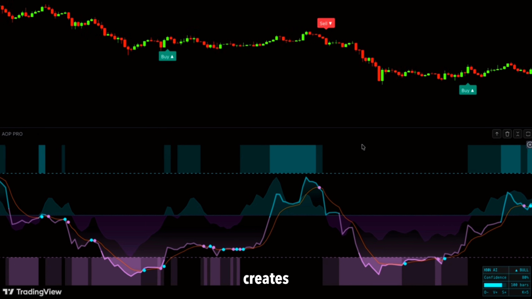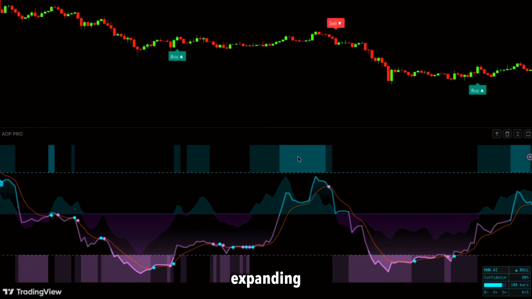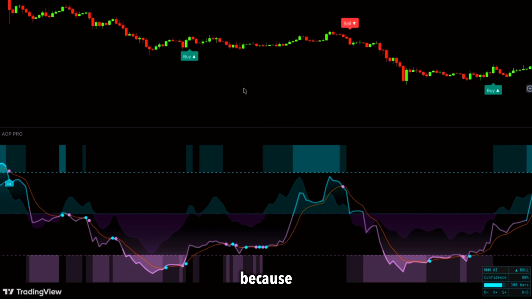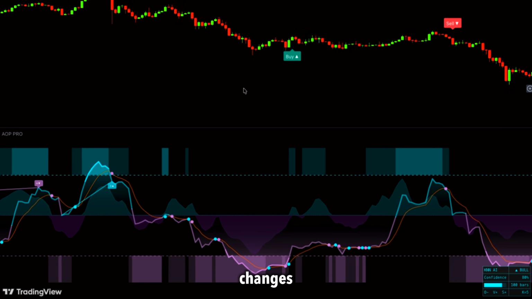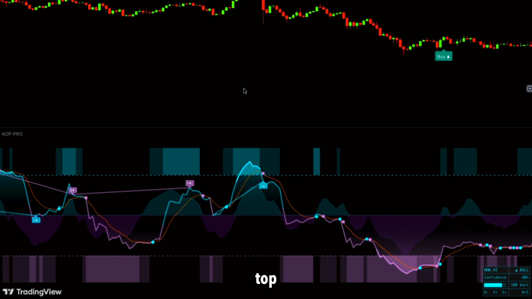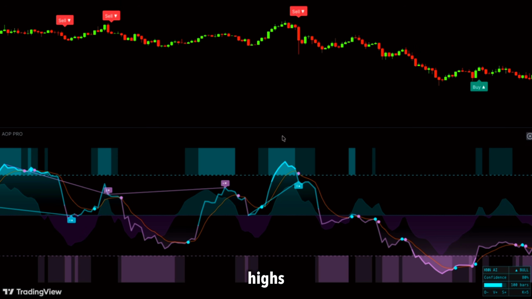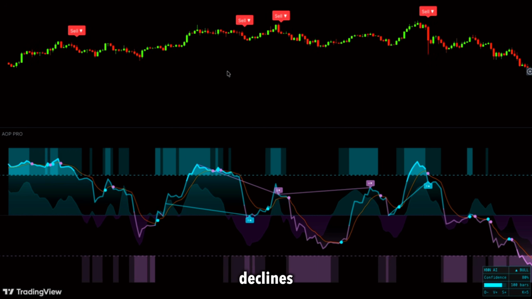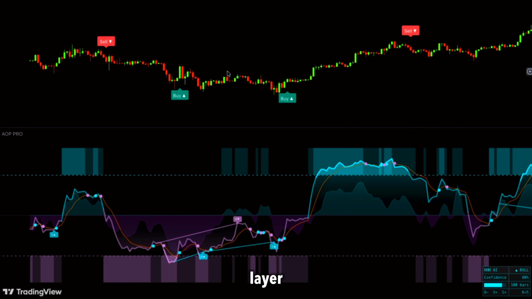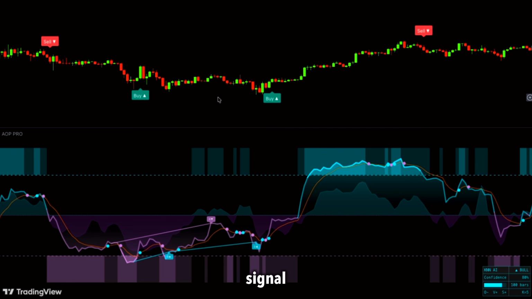Range expanding upward creates positive force. Range expanding downward creates negative force. This gets normalized to 0 to 100, where 50 is neutral. Why does this matter? Because range expansion behavior changes at tops and bottoms. At a top, range expansion force weakens even as price makes new highs. At a bottom, range expansion shifts upward even while price declines. Early warning system. Layer 1 is the oscillator core with signal line crossovers marking momentum regime changes.